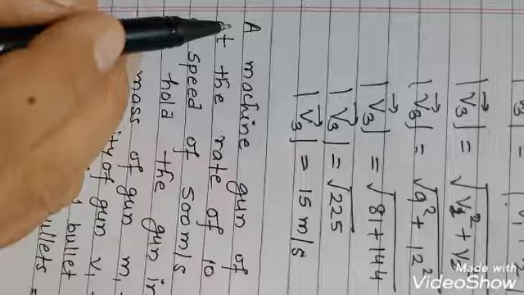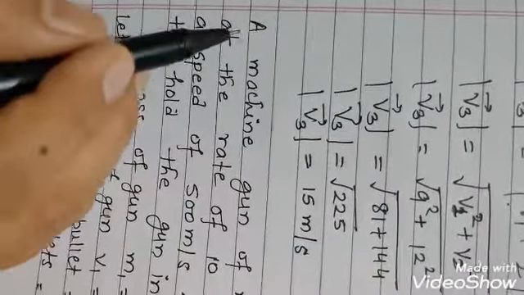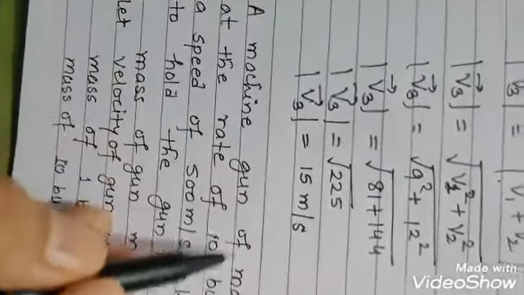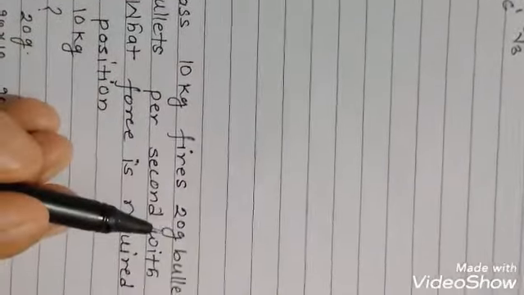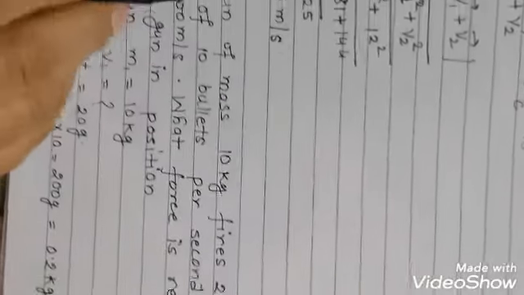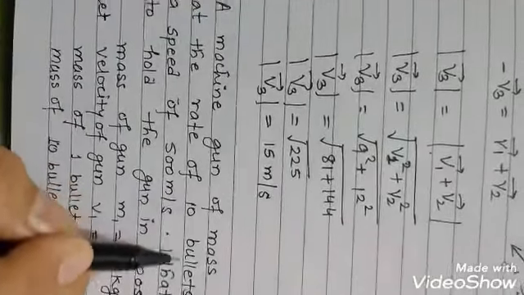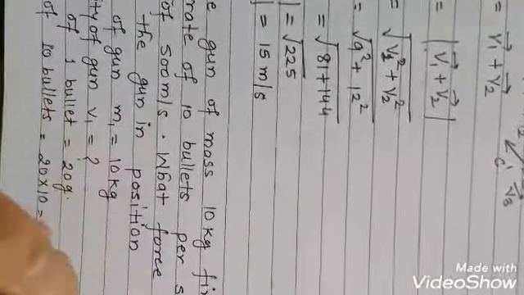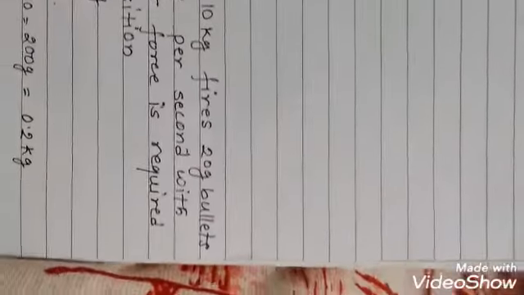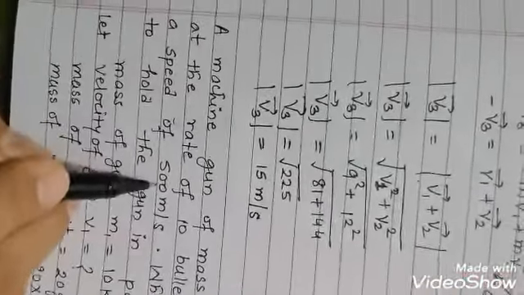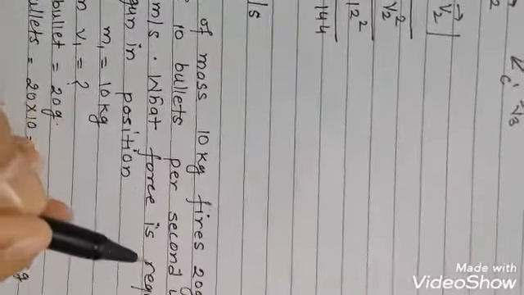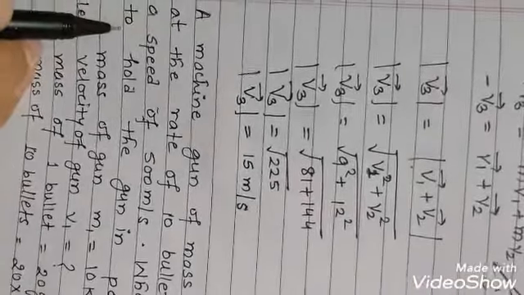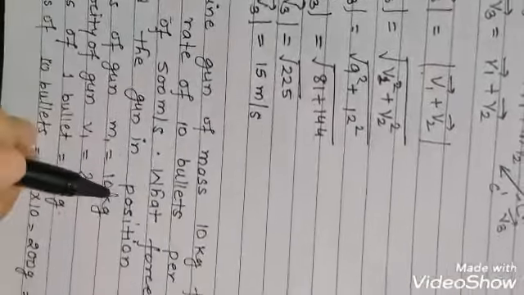Another doubt question. A machine gun of mass 10 kg fires 20 gram bullets at the rate of 10 bullets per second with a speed of 500 meter per second. What force is required to hold the gun in position?